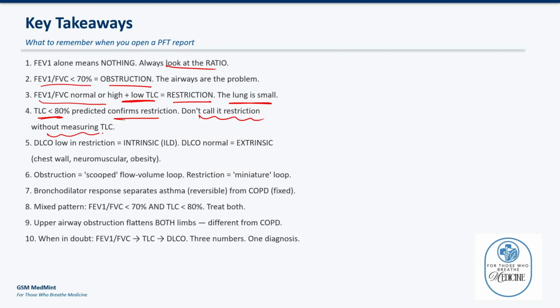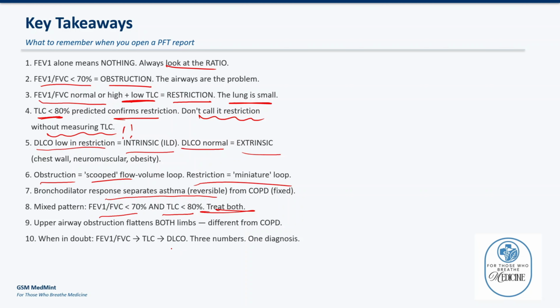That's a golden point that we all should remember, because most of the time we just see the report of FEV1 by FVC ratio and determine that it is obstructive or non-obstructive restrictive pathology. Number 5, we see DLCO low in restriction from intrinsic lung disease, DLCO is normal in extrinsic. Obstruction, scooped flow volume loop; restriction, miniature loops. The bronchodilator response separates reversible asthma from COPD. Mixed pattern is seen with FEV1 over FVC less than 70, TLC less than 80. You should treat both. And upper airway obstruction flattens both limbs, different from COPD.